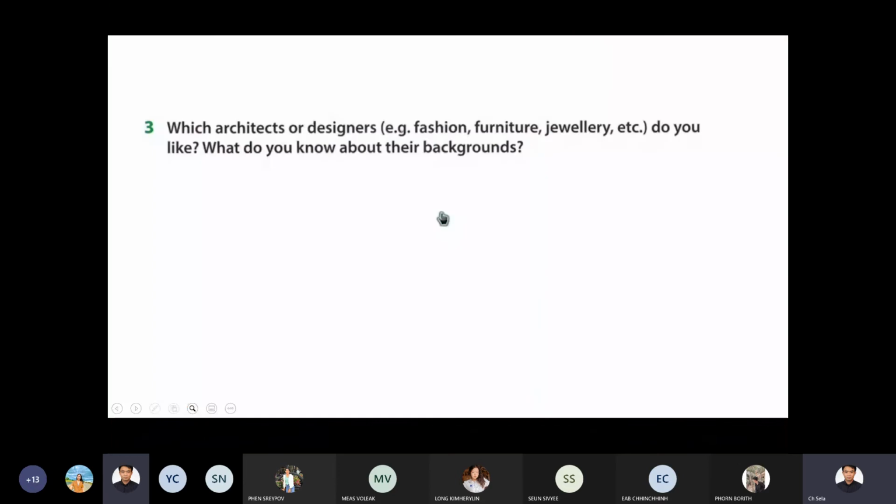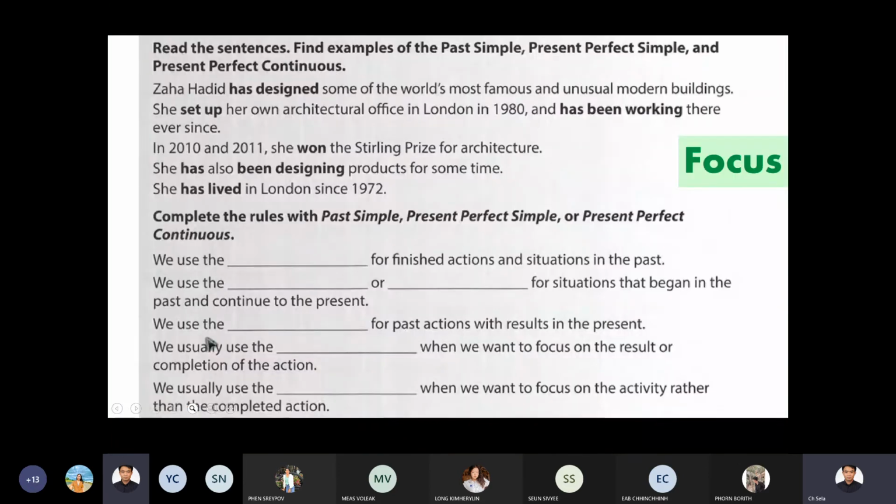All right, so let's continue to the next one. And this one, we don't need to do it. Let's go to grammar. Now we are on grammar. Read the sentences. Find examples of past simple, present perfect simple, and present perfect continuous.